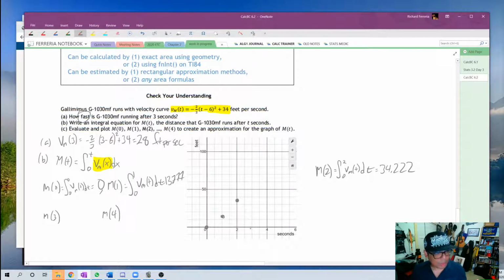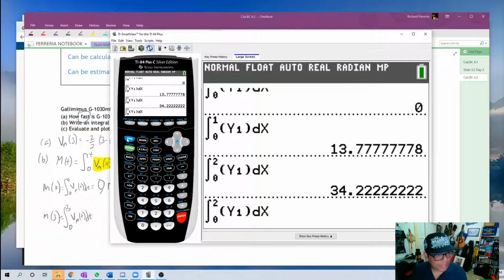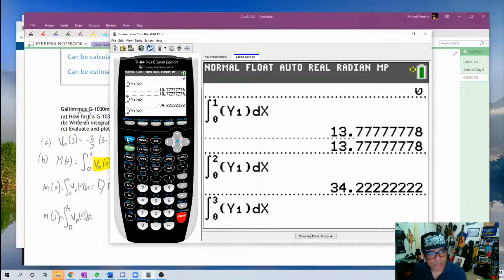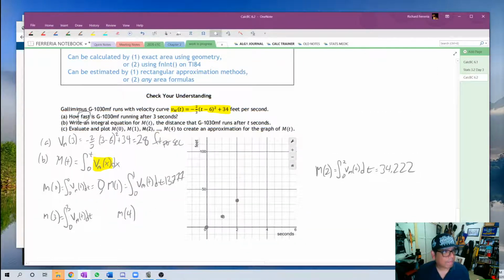Okay, how about at t equals 3? m3 is going to be the integral from 0 to 3 of Vm dt. Let's figure out what that is. Hopefully the redundancy is kind of setting in. We're seeing the same thing over and over again. t equals 3, I'm getting 60.